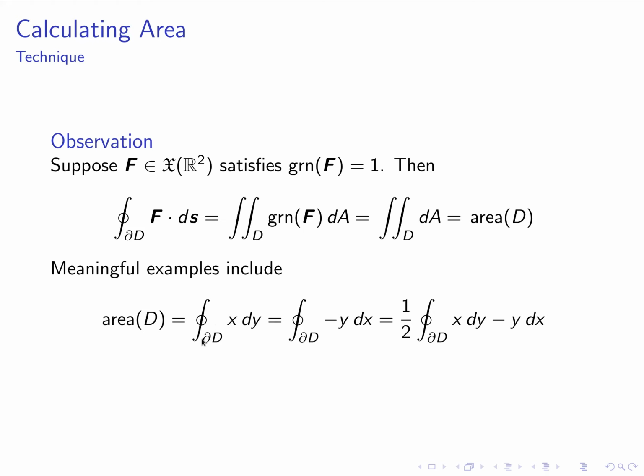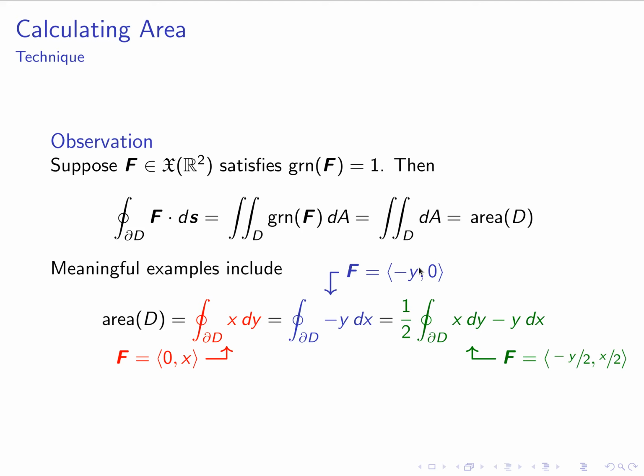Here we're using the differential form notation, and in this equality we're choosing the vector field to be (0, x). (0, x) certainly has Green operator equal to 1, since the second coordinate is x, which has derivative with respect to x equal to 1, and the first coordinate is 0, which has derivative with respect to y equal to 0. The area can also be written as the line integral over the boundary of negative y dx. Here we're choosing the vector field to be (negative y, 0), which also has Green operator equal to 1.